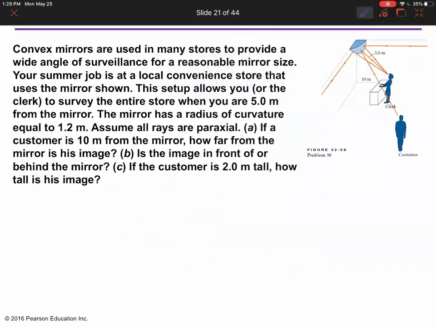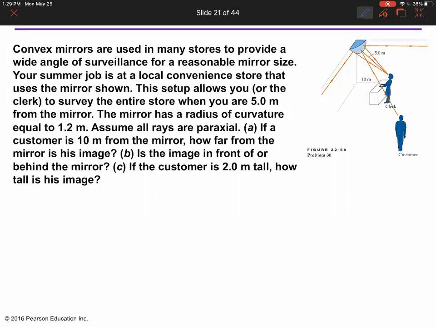Alright, so here's one more example. You have probably seen, in convenience stores and things like that, a curved mirror where they can see pretty much the entire room. The cashiers can look at it and see basically everywhere. That's generally a convex mirror, because convex mirrors take everything and minimize it. So they have a smaller virtual image, so they can have a greater field of view.